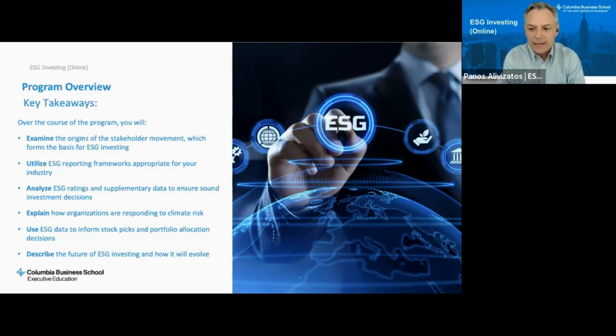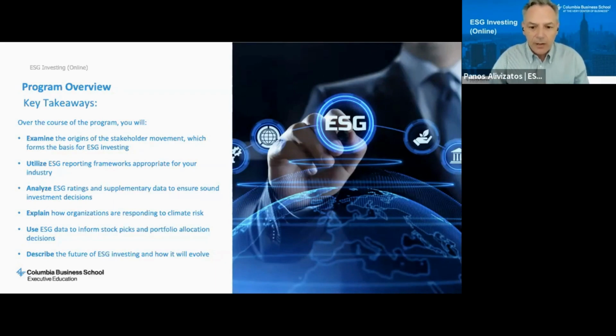We will also analyze ESG ratings and supplementary data to ensure sound investment decisions. We will explain how organizations are responding to climate risk. You may have noticed that sometimes when we say ESG and climate change, we mostly use these two terms interchangeably. It's not exactly the same, so we will see all these details. We will use ESG data to inform stock picks, and first of all, this program is for ESG investing, and we will describe the future of ESG investing and how we think it will evolve.